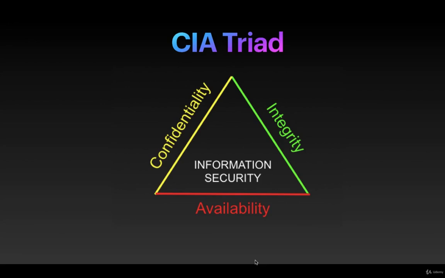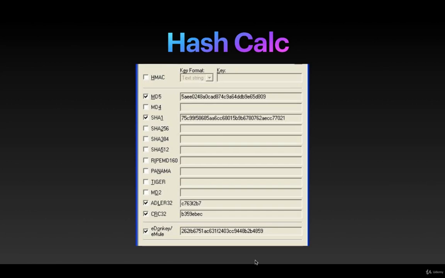Hello everyone. So as we have understood and learned about the CIA triad, now let's see a practical example of the CIA triad. For this, we are going to use a software which is HashCalc. Now what is this software? It is basically a hash calculator.